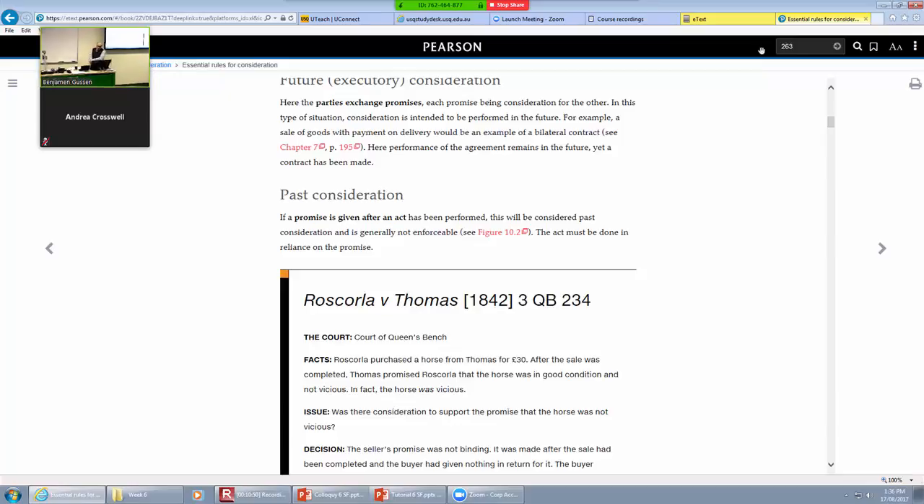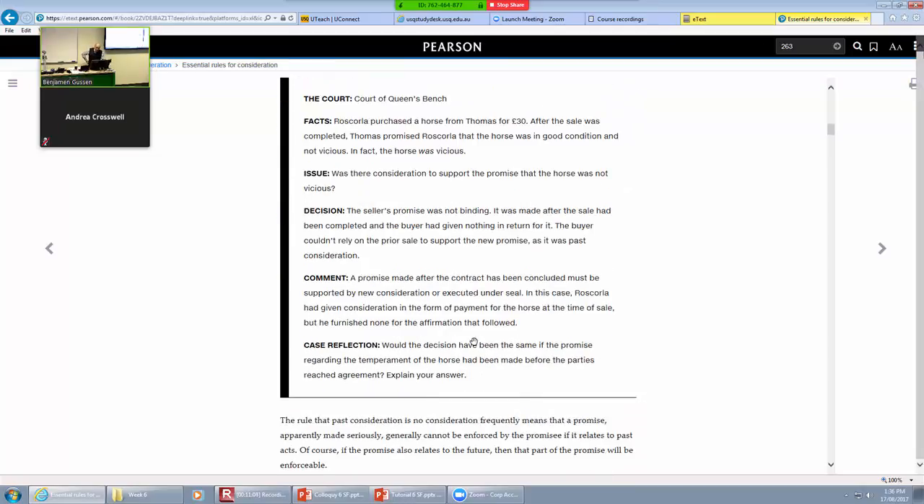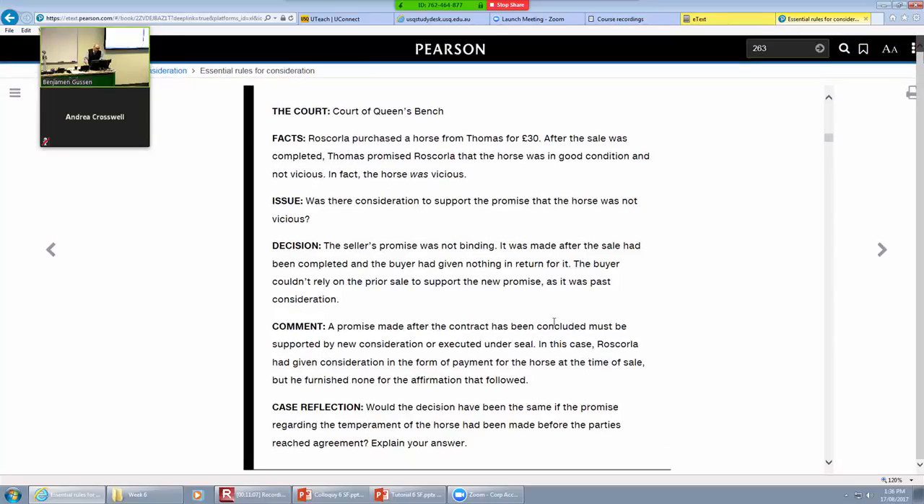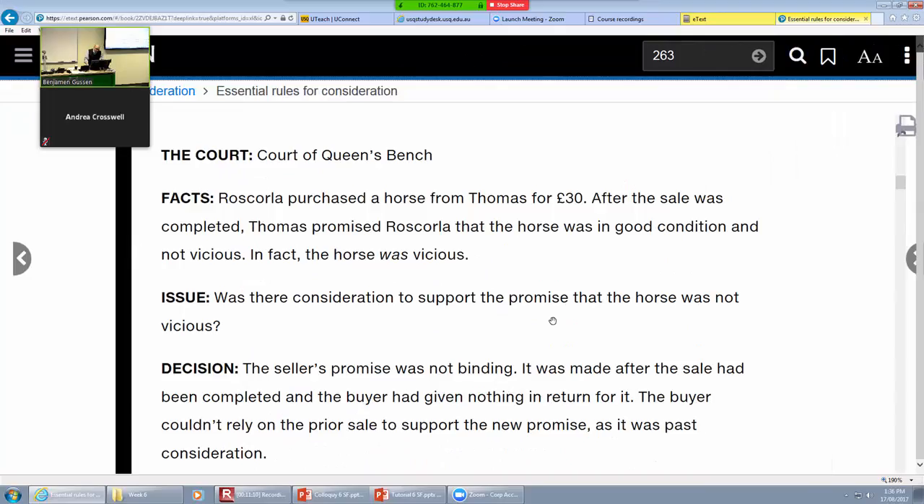All right. We'll start from 1842, a case called Roscola and Thomas. It says Roscola purchased a horse from Thomas for 30 pounds. After the sale was completed, Thomas promised Roscola that the horse was in good condition and not vicious. And in fact, the horse was vicious.